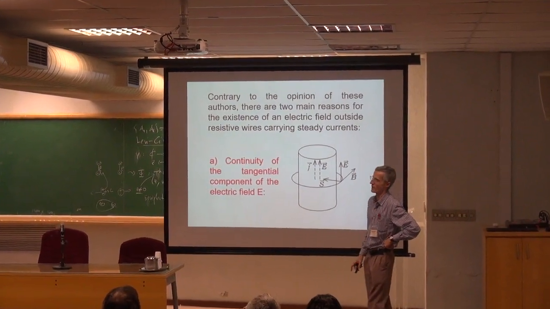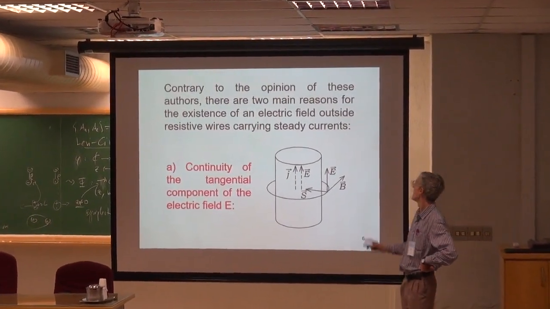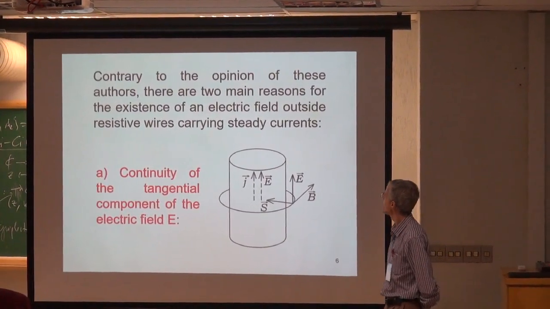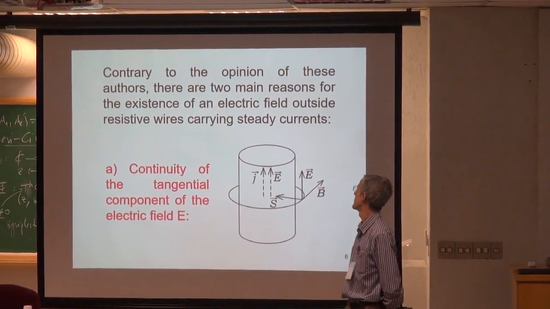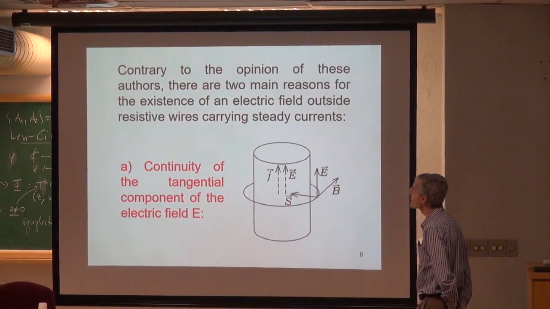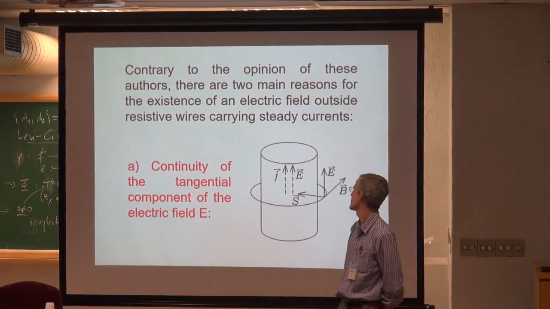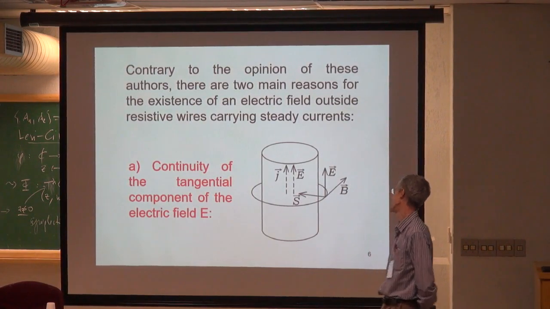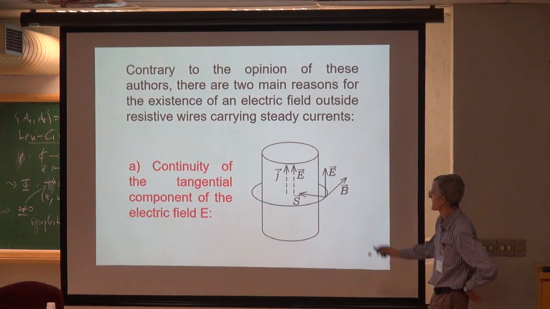Contrary to the opinion of these authors, there are two main reasons for the existence of an electric field outside resistive wires carrying a steady current. The first is the following.